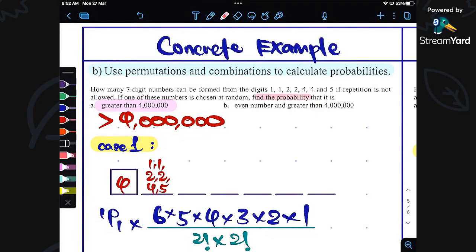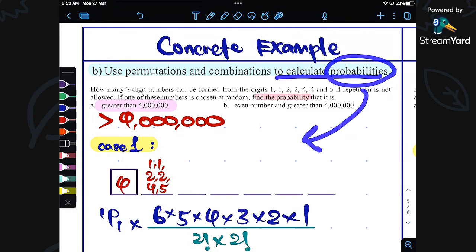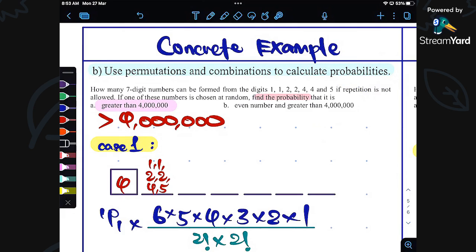Hello everyone, Assalamualaikum. This will be the learning objective of number 2, where we will be using either permutations or combinations of the question to do what? To calculate probabilities. So in this case, probability is involving permutation or combination. Since we are learning about permutations as a start, let's focus on the permutation concept only.